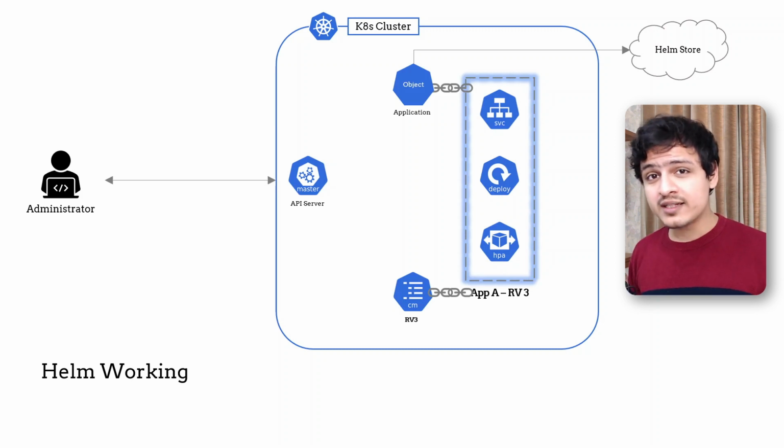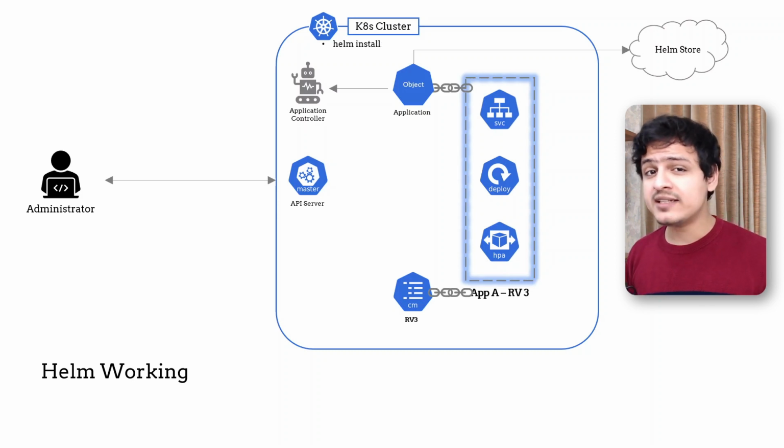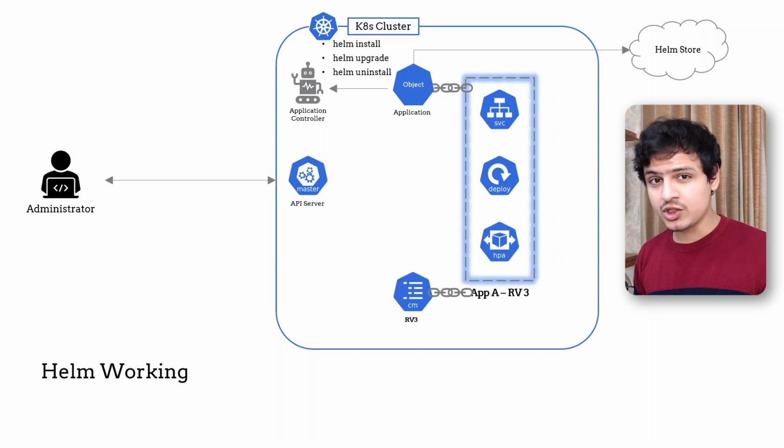Let's call this object an application. The controller backing this object would be responsible for running Helm install whenever a new instance of that object is created. It will run Helm upgrade whenever there is a change, and finally, run Helm uninstall when that object gets deleted. Can you guess where I'm going with this?